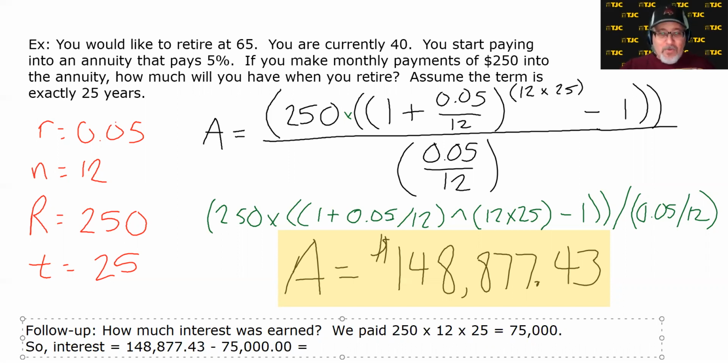And so what does that equal? I shouldn't need a calculator for this. I'm a little bit embarrassed, but I can't, especially since I just typed it in incorrectly. Wow. Looks like we made $73,877.43. We didn't even double our investment. But, you know, I mean, still, it's an extra $73,000, almost $74,000 by paying $250 a month for 25 years.